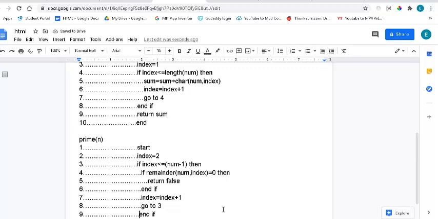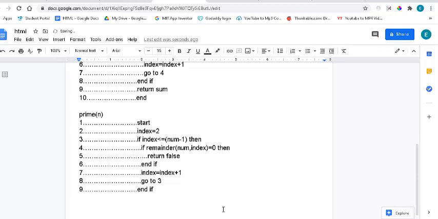Now, when I get out of the loop, it means I couldn't find any number between 2 and num minus 1 inclusively to divide num with that number. So this means that the number is a prime number. So I'm going to return true. And I'm going to end the algorithm here.